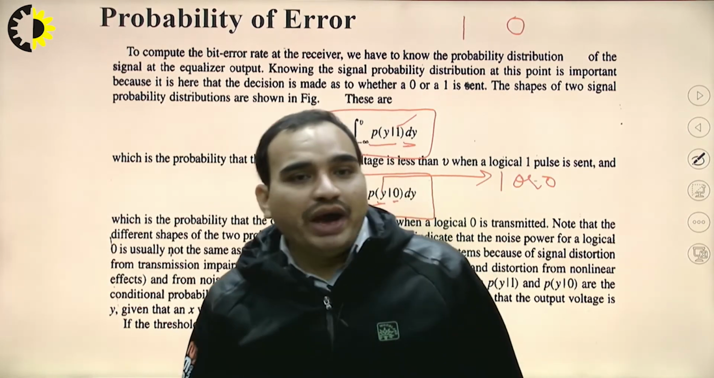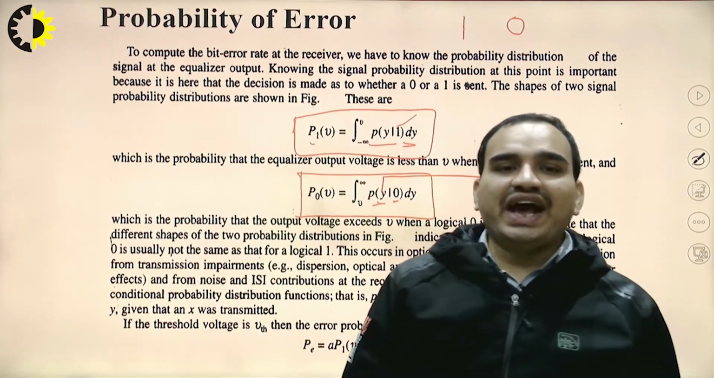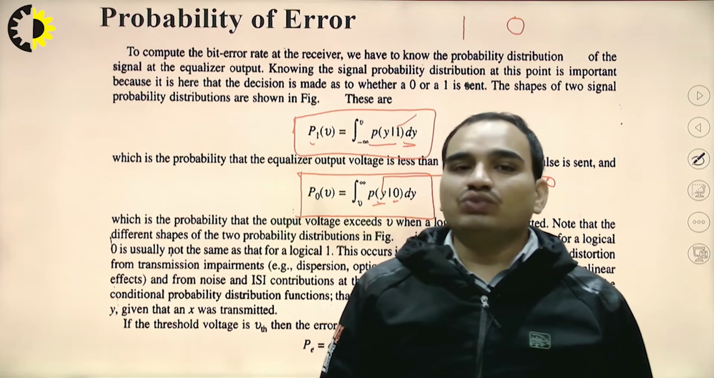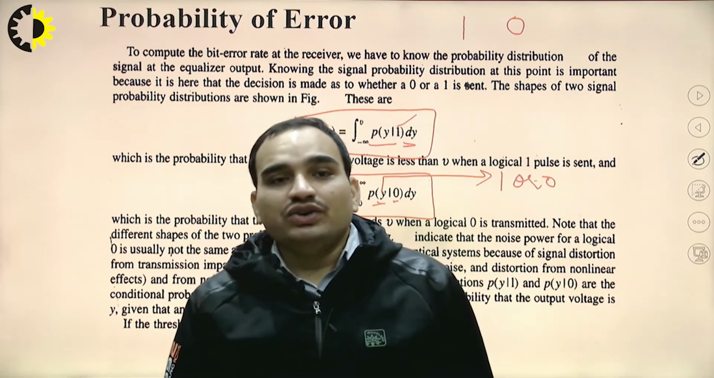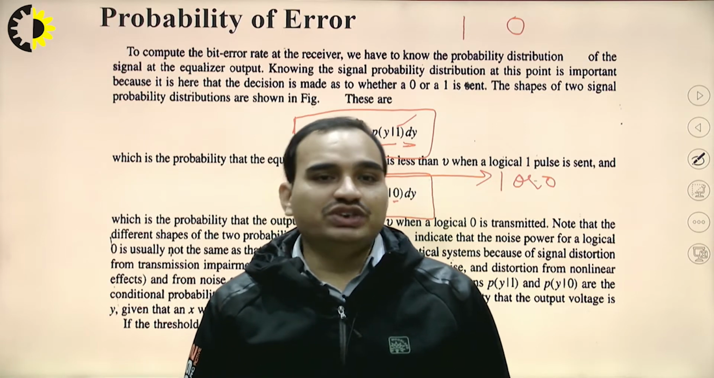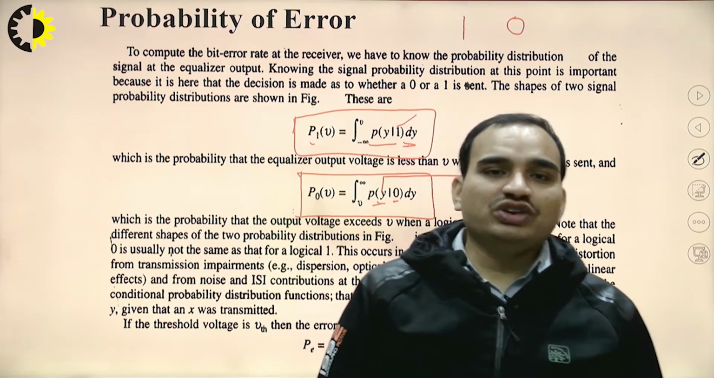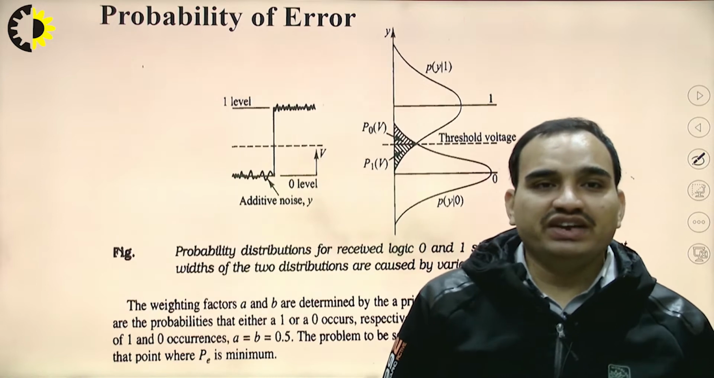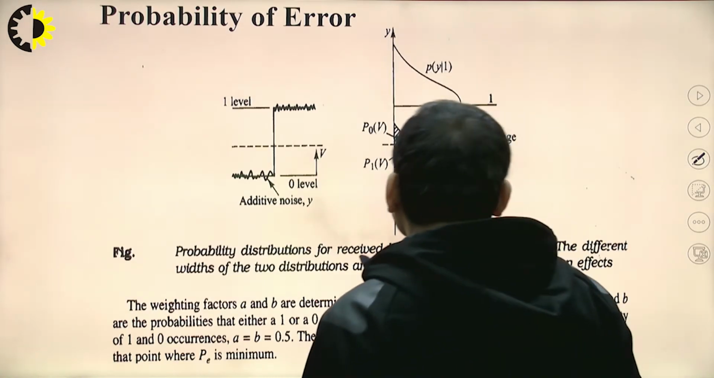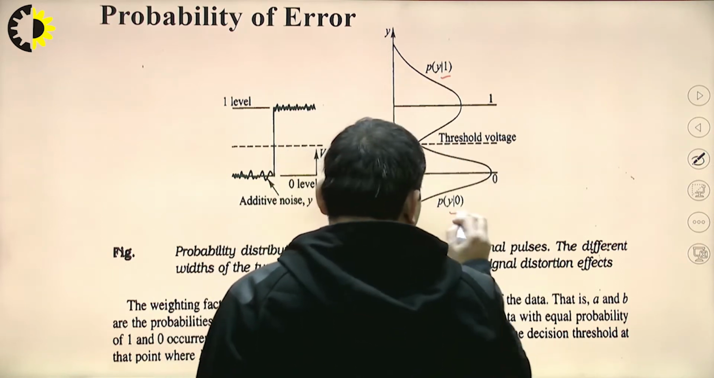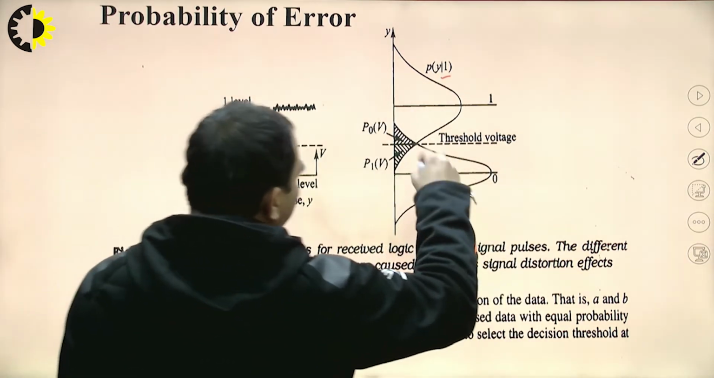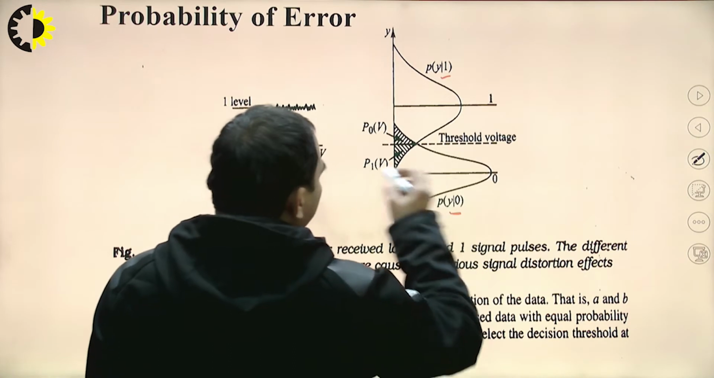So which is the probability that the output voltage exceeds the V? V is the threshold voltage when a logical 0 is transmitted. And note the different shapes of the two probability distributions. In the figure on the next slide, we can see the probability distribution for when a 1 has been transmitted and when a 0 has been transmitted. We can see these two pulses, and this is the threshold voltage.